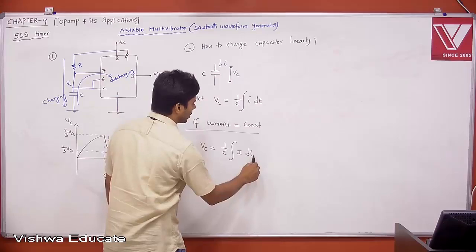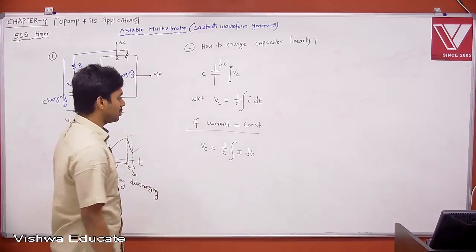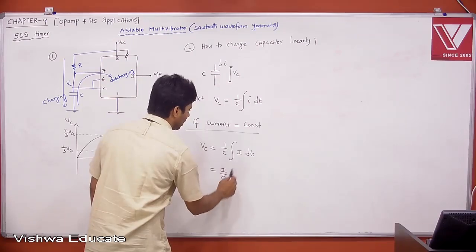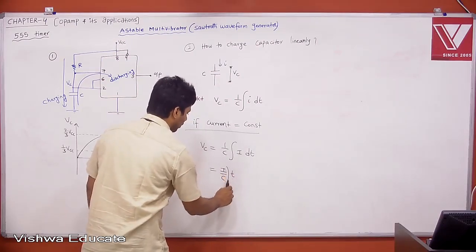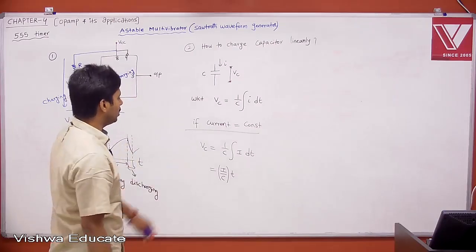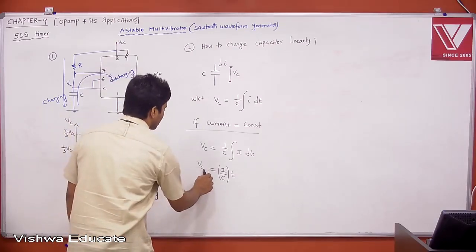We represent capital letters for DC or constant values. Then I comes out, and you will get I by C integration of dt. You will get time t. Therefore, I is constant, C is constant, then into t, you will get the voltage across the capacitor linear.